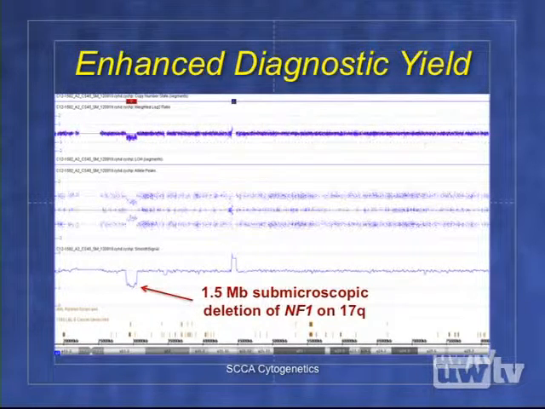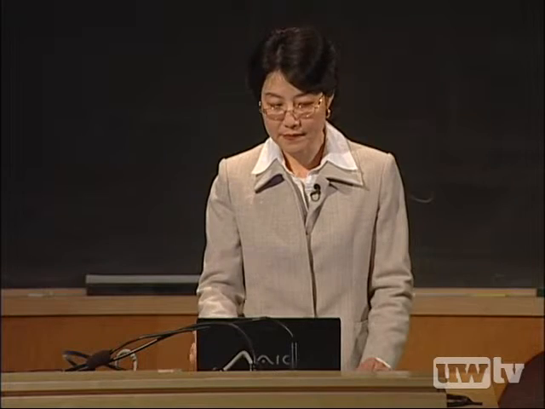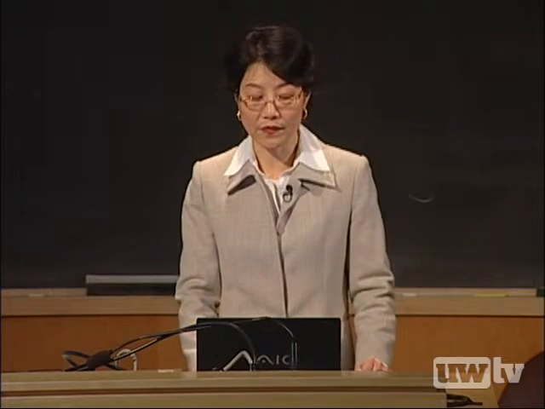The middle panel is an allelic track, and I will tell you more about it later. And the bottom panel is the smoothed signal of the log2 ratio, so essentially the same as the top panel, but it gives you a slightly better and easier view of the abnormalities. So here you see the 1.5 megabase submicroscopic deletion of NF1 on 17q. So how is this performed?